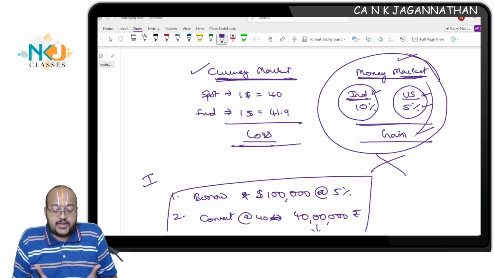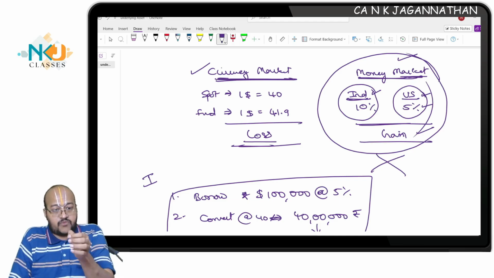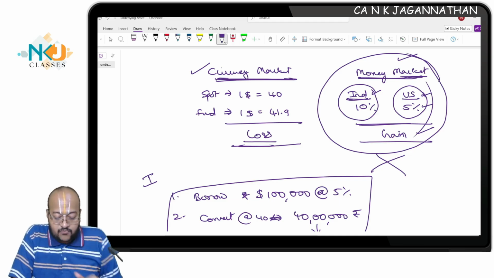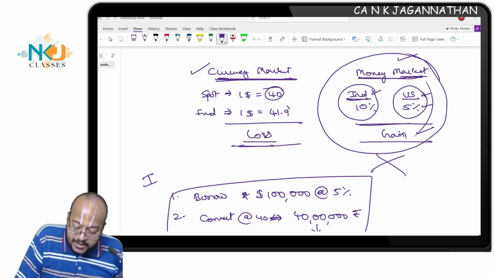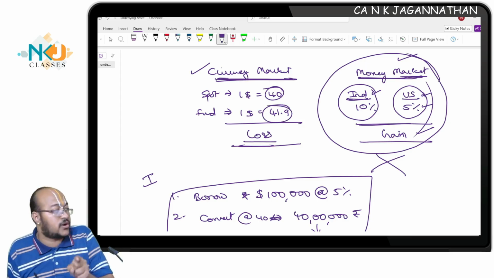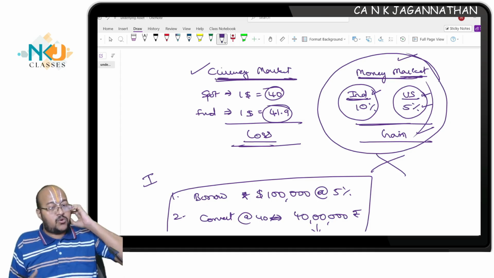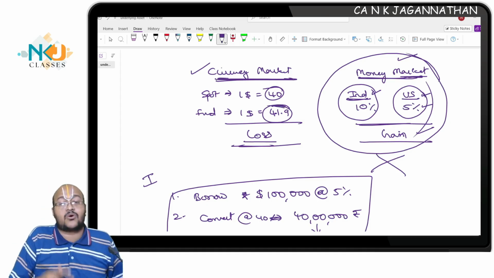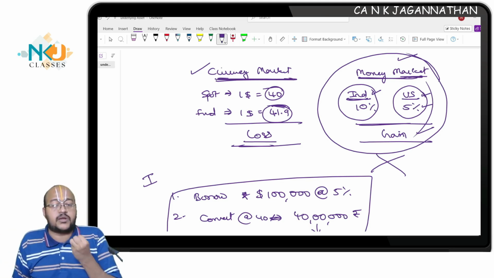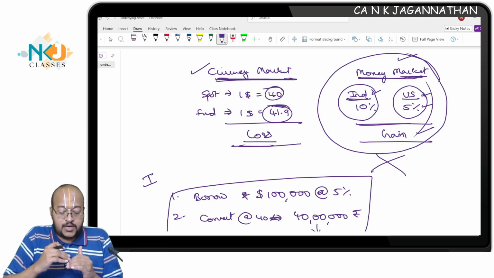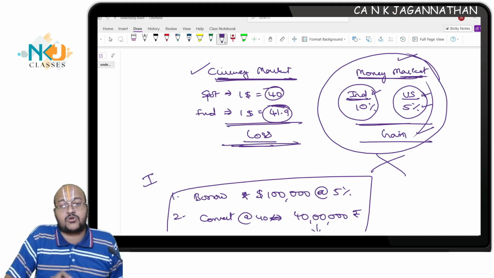Why did he lose? Sir, where is this loss? You did not explain it. Very simple. Initially, while borrowing, he converted the borrowed amount of 1 lakh at 40. While reconverting after 1 year, he had to reconvert at 41.9 and not 40, which means he had to pay more rupees to get $1. The dollar became expensive in terms of rupees. Fewer dollars were realized after 1 year, because the dollar is quoted at a premium in the currency market. Are you all understanding?